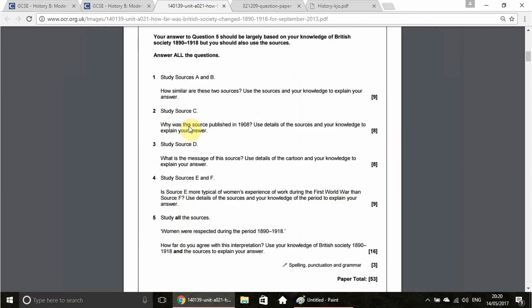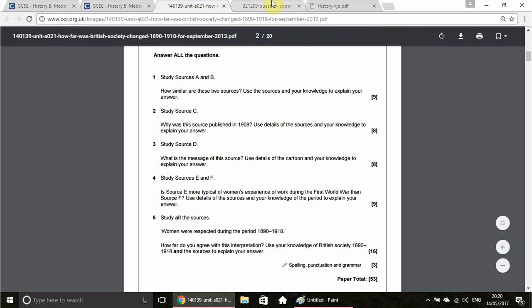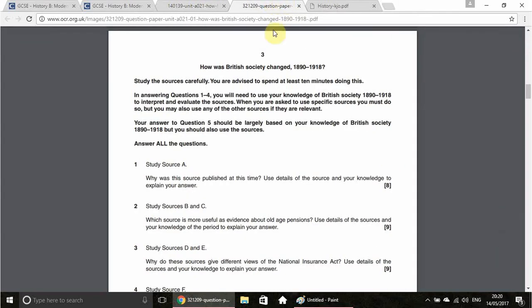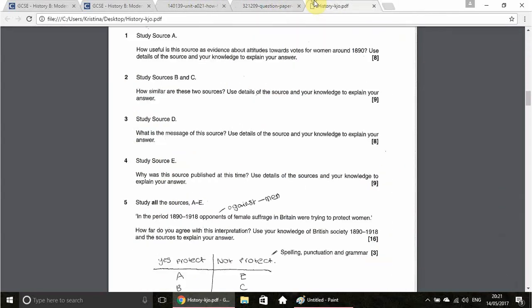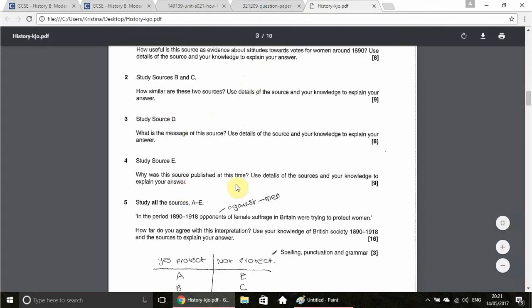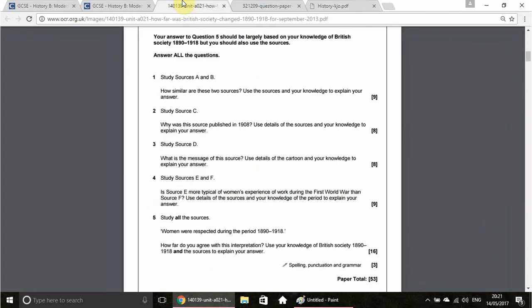Question 2 is, why was this source published in 1908? This type of question usually comes up in the exam. It has for the past 2 years. Why was this source published at this time? So you're very likely to get a question that says, why was this source published in a particular year or at this time? This question is really nice. It's basically saying, what is the purpose of publishing this source at this particular time? So you're being asked to say what the purpose is and what you know specifically about the time that explains why that would be the purpose.